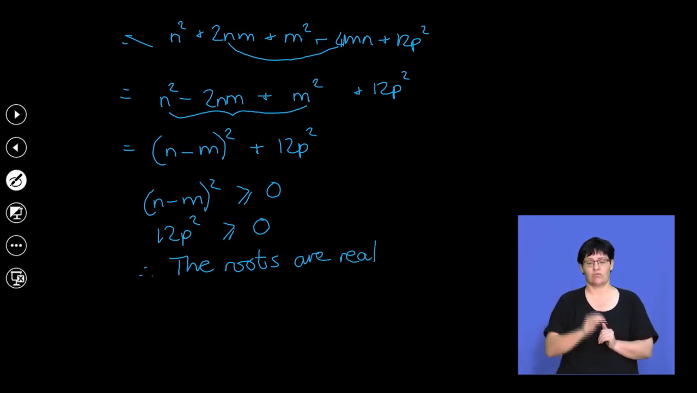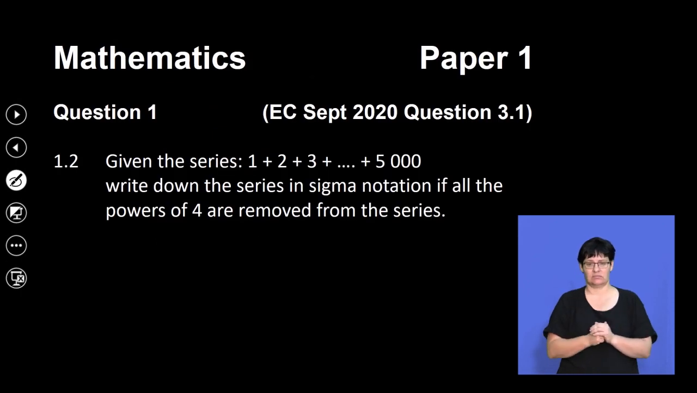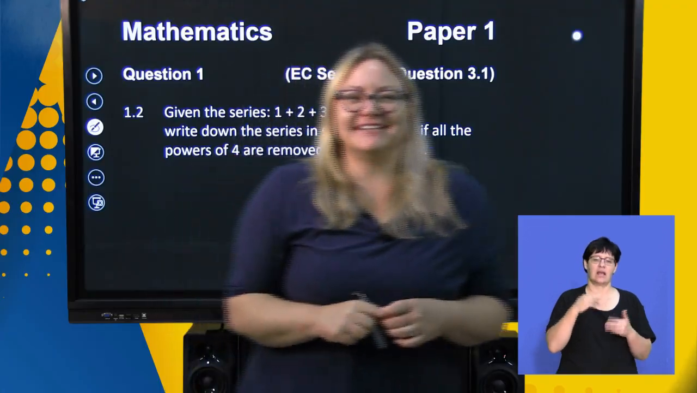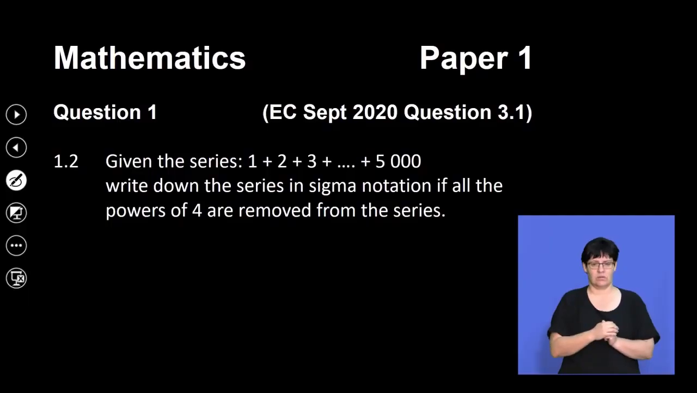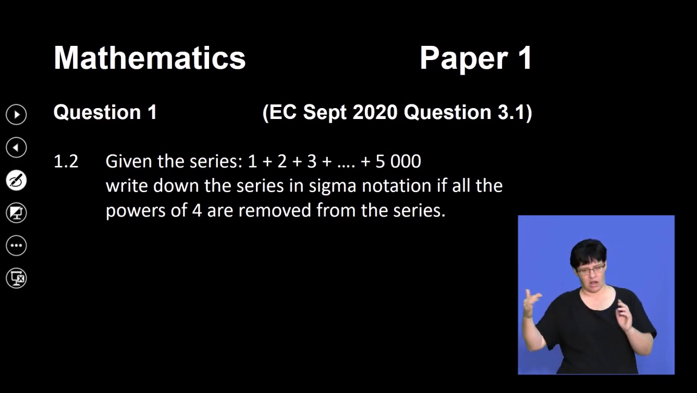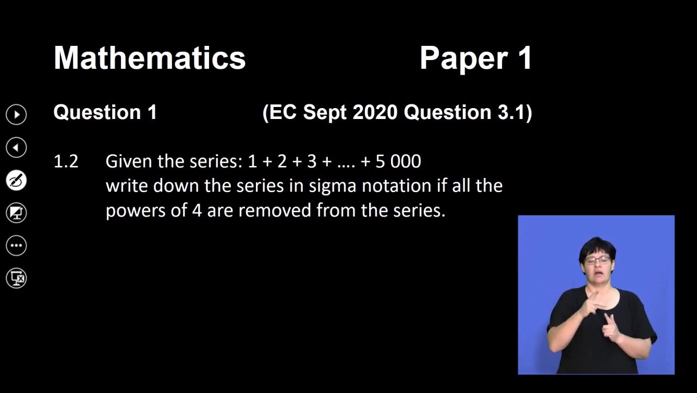Okay, let's go on to the next page. All right, this is a question about sequences and series, and let's read it together. 1.2. Given the series 1 plus 2 plus 3 and so on, all the way up to plus 5,000, write down the series in sigma notation if all the powers of 4 are removed from the series.